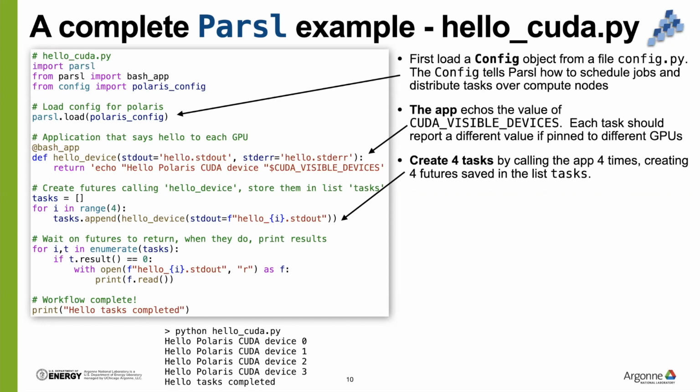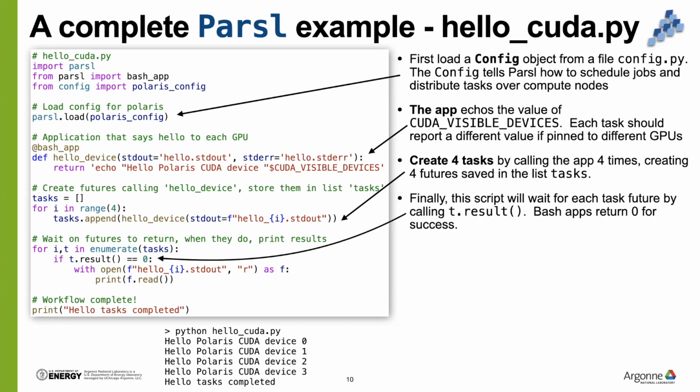And once we invoke these apps, this creates the future, and this will start the process by which Parcel will, starting this script will start a Parcel process. And once we create tasks, the process will start trying to fulfill those tasks, which is to say, it will start writing a batch script, it will submit that batch script to the scheduler, and it will start trying to run these tasks on the resources provisioned by the scheduler.